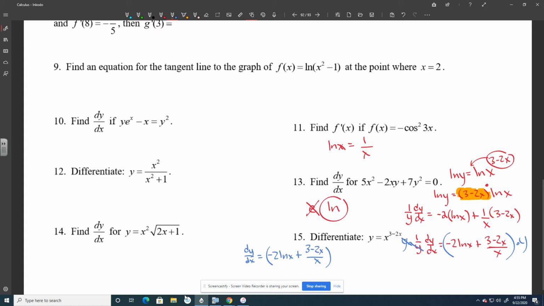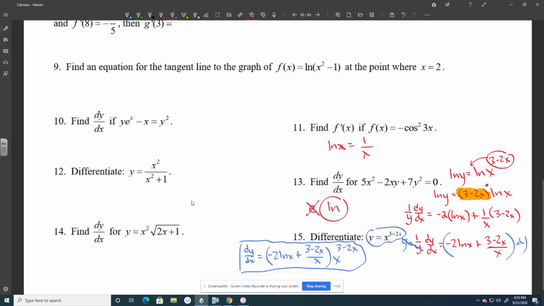And I don't want to use y because I actually know what y is from my original equation. So instead of y, I'm going to plug in x to the 3 minus 2x so that I don't have any y's in my differential. So that would be your final answer. When I just started with x to the 3 minus 2x, that doesn't look like a very complicated problem. But by the time you're done, that's a really messy derivative that you're working through.